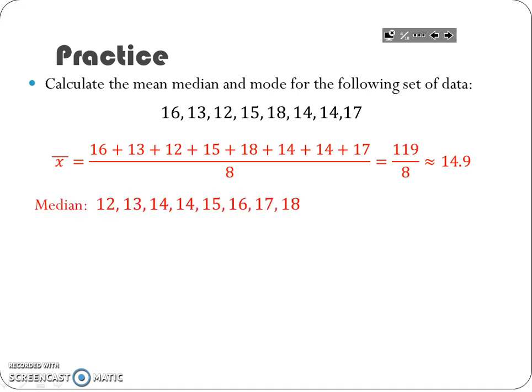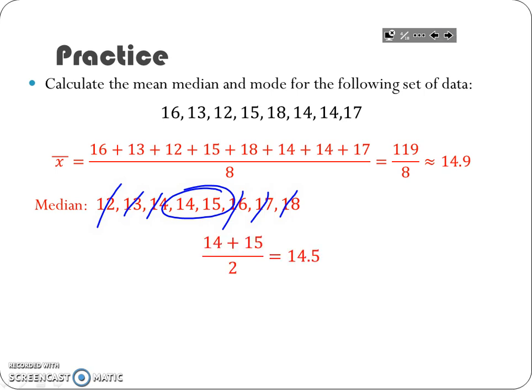Then we have our median. Remember, for the median, you need to put all of your numbers in a row. You need to find the middle number. So when I do this, I always like to kind of cross out on each side. Taking them away, taking them away. Oh, our median has 2 numbers. So what's the middle? Well, if that happens, we need to find the average of those 2 numbers. So I'm just going to take 14 plus 15 and then divide it by 2. My median is 14.5.